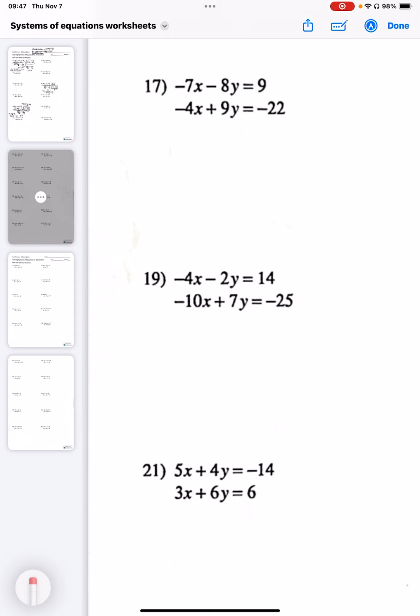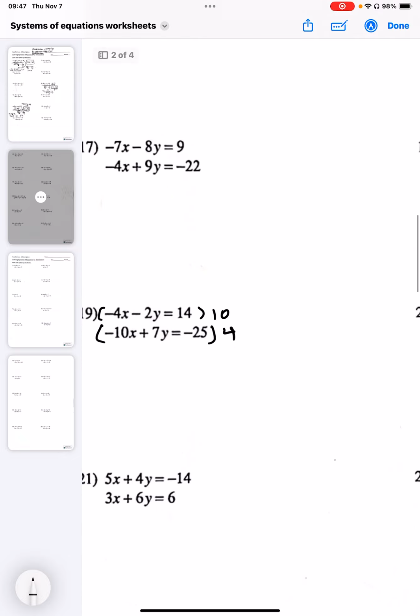So as you can see, we can't multiply 4 by anything to get us to 10, and we can't multiply 2 by anything to get us to 7. So what we're going to have to do is multiply both equations. We're going to multiply this top equation by 10 and this bottom equation by 4.